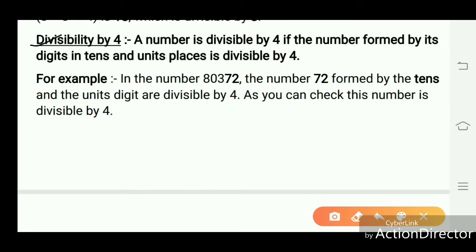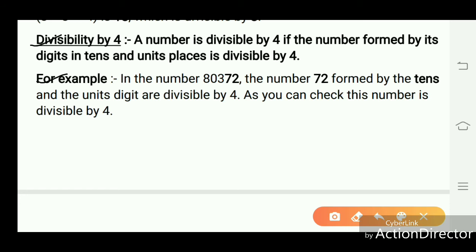Divisibility by 4. A number is divisible by 4 if the number formed by its digits in the tens and unit places is divisible by 4. For example, in the number 80,372, the number 72 formed by the tens and the unit digit is divisible by 4. As you check, this number is divisible by 4.